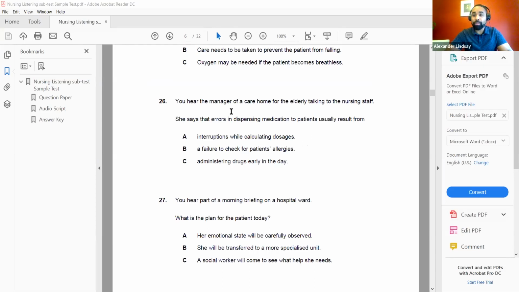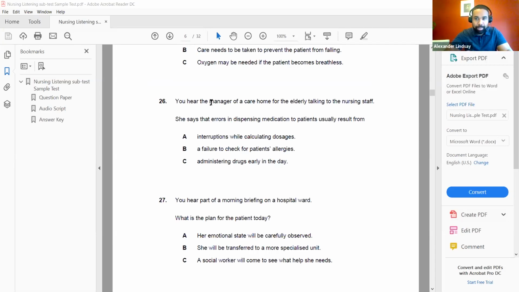In terms of also looking at the sort of genre, what's the interaction, how many people are speaking, what's the context for the interaction? Well, it tells us here the manager of a care home talking to nursing staff. So it looks again like it's very likely to be a monologue, because it's one person talking to a group of people. Unlikely that that group is going to have much of an opportunity to interject or to contribute. It's most likely just going to be information being provided by one person to a group of people, so we can prepare ourselves for that as well.